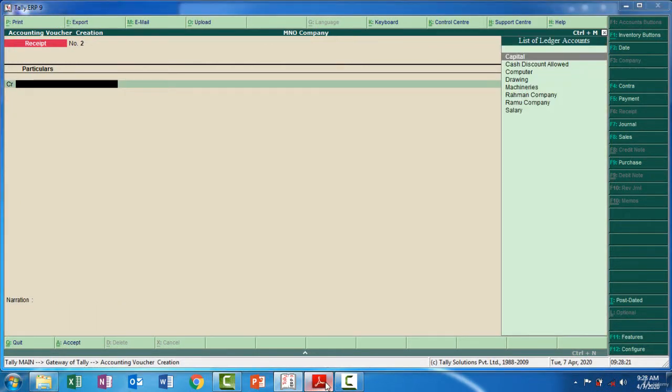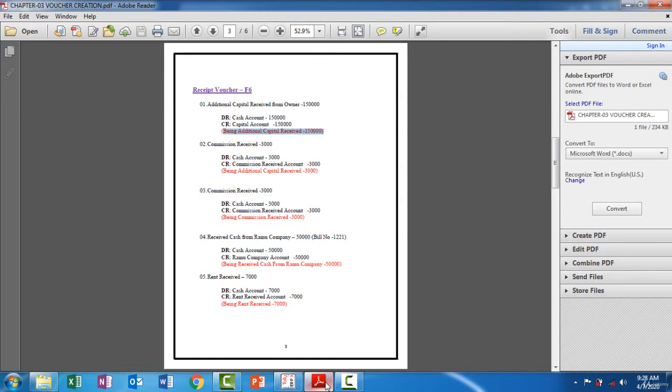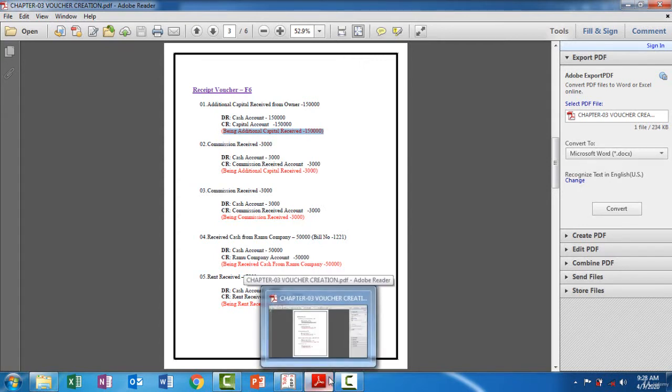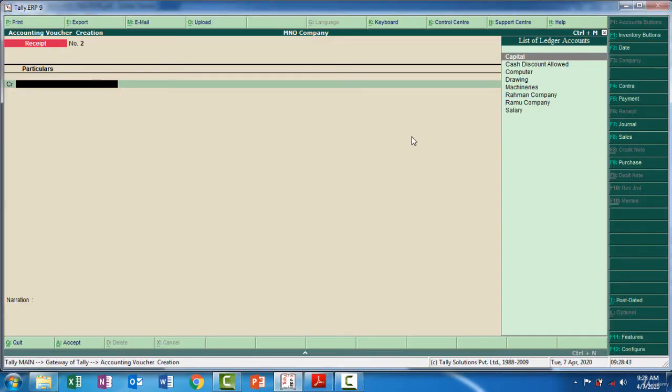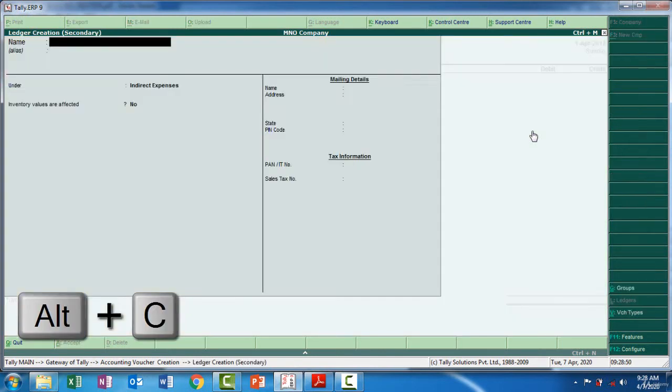So the next one, commission received 3,000. If we receive the commission, cash account debit and commission received account credit. So first we have to create the commission received account, that's a credit. So first go to Tally, and there is no commission received account in the list, so we have to create that. So Alt plus C, the ledger creation will appear. Then I am going to create the commission received.